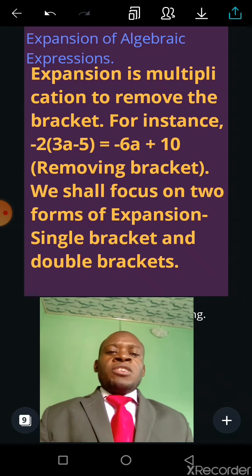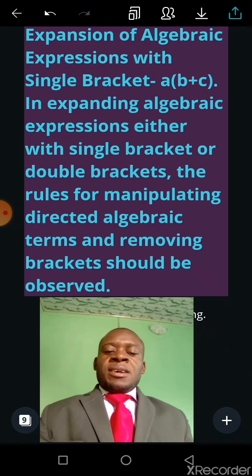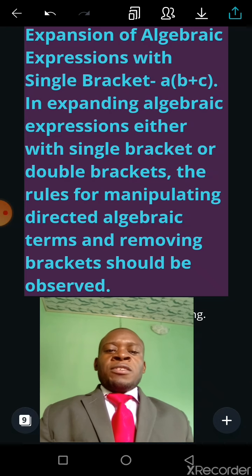So we shall focus on two forms of expansion, that is, single brackets and double brackets. The first is expansion of algebraic expressions with single brackets. This single bracket is in this form: a(b + c).